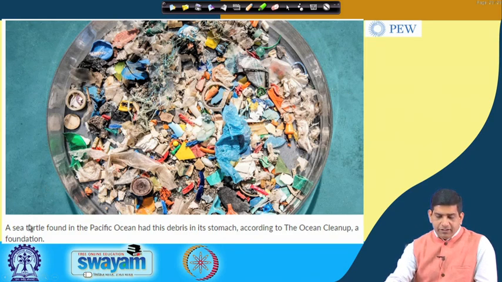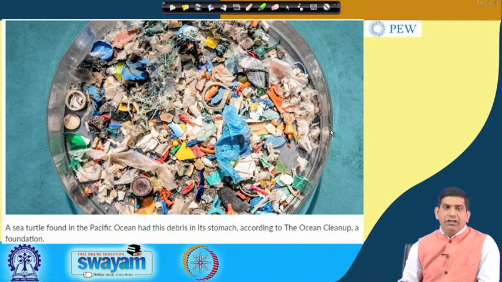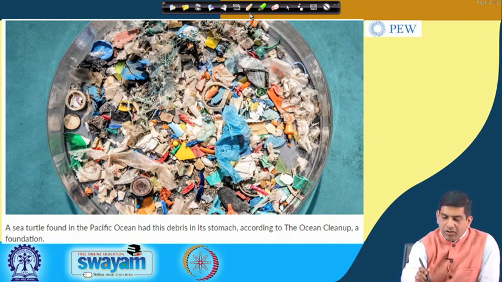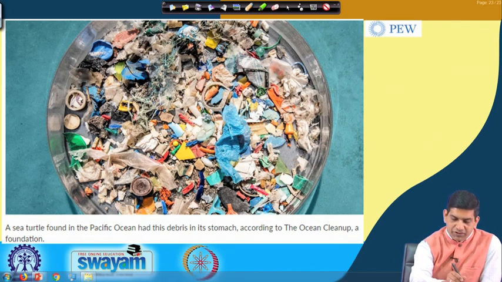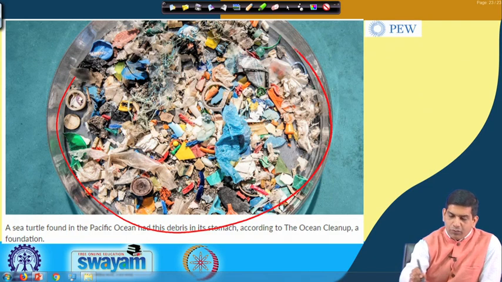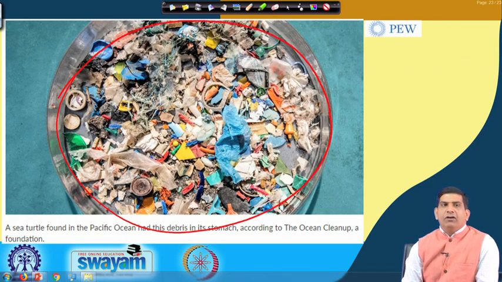And there was a sea turtle in the Pacific Ocean when it was operated on. In the stomach of the sea turtle, all these plastics were found, according to the Ocean Cleanup, a foundation which does the ocean cleanup. So whatever picture you are seeing here is what was inside the stomach of a sea turtle.